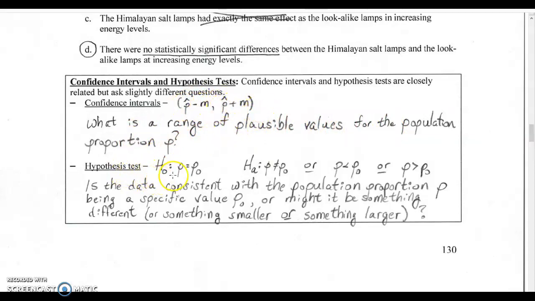A hypothesis test, however, starts off with a null hypothesis, P equals P0, and then has one of 3 possible alternatives. Either P is not equal to P0, or P is less than P0, or P is greater than P0. So what a hypothesis test is doing is saying, is the data consistent with the population proportion P being a specific value, P0, the null, or might it be something different? That would be P not equal to P0. Or might it be something smaller? That would be P less than P0. Or might it be something larger? That would be P greater than P0.